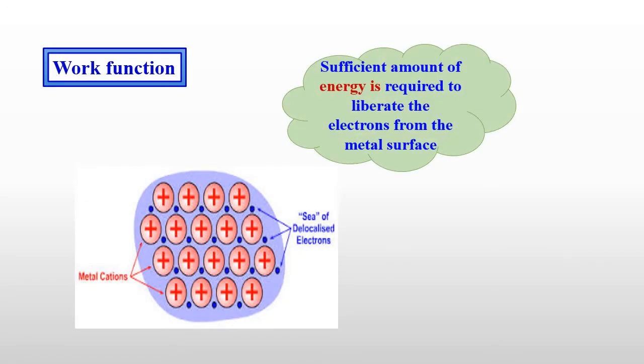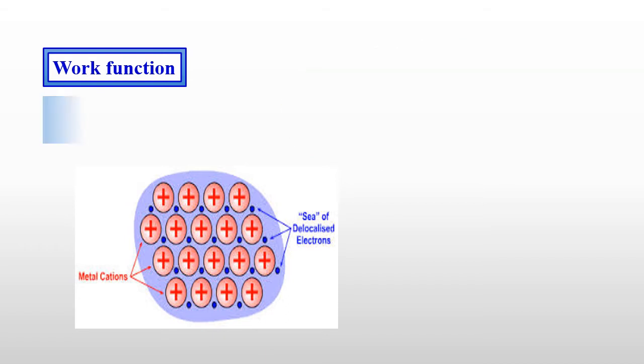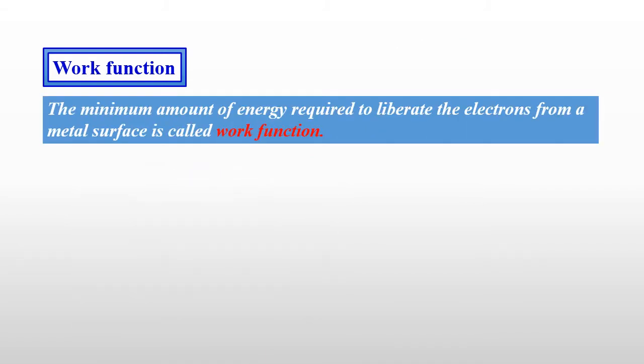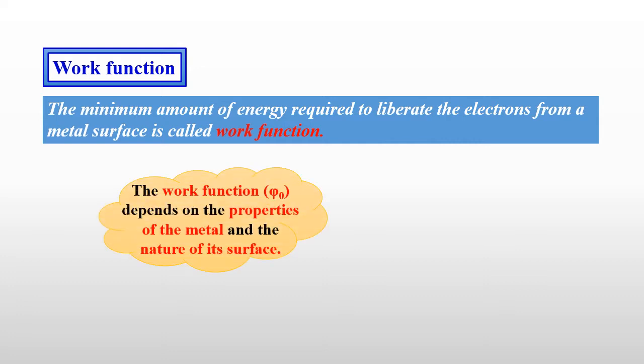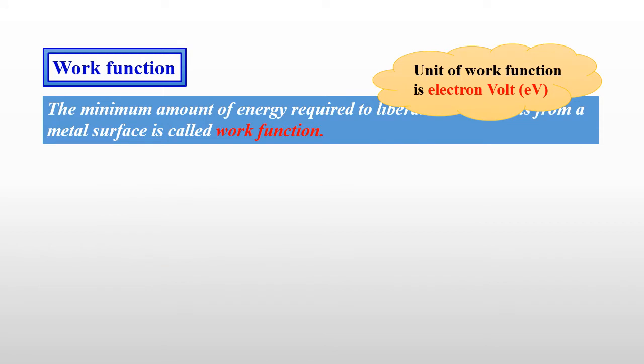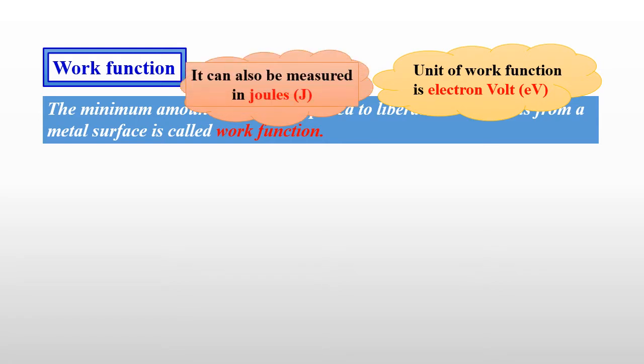Work function. When a sufficient amount of energy is supplied to the metal surface, the electrons will acquire that energy and come out. Work function is the minimum amount of energy required to liberate the electron from the metal surface. The work function depends on the properties of the metal and the nature of its surface. You can represent the unit of work function in terms of electron volt or joule.